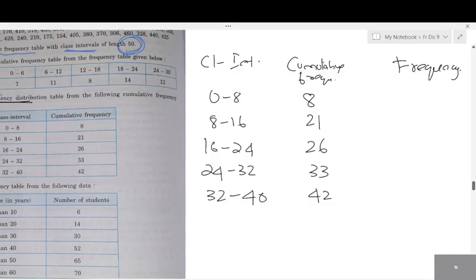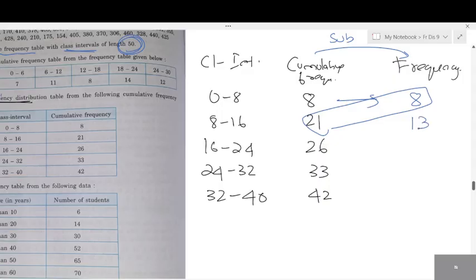Now look here. Cumulative frequency to frequency is opposite. That is, we need to subtract. Write the first value as it is, 8. For the second value, minus 21 and 8. What is 21 minus 8? 3 or 13? 13, right? Yes, it is 13. Not this way.